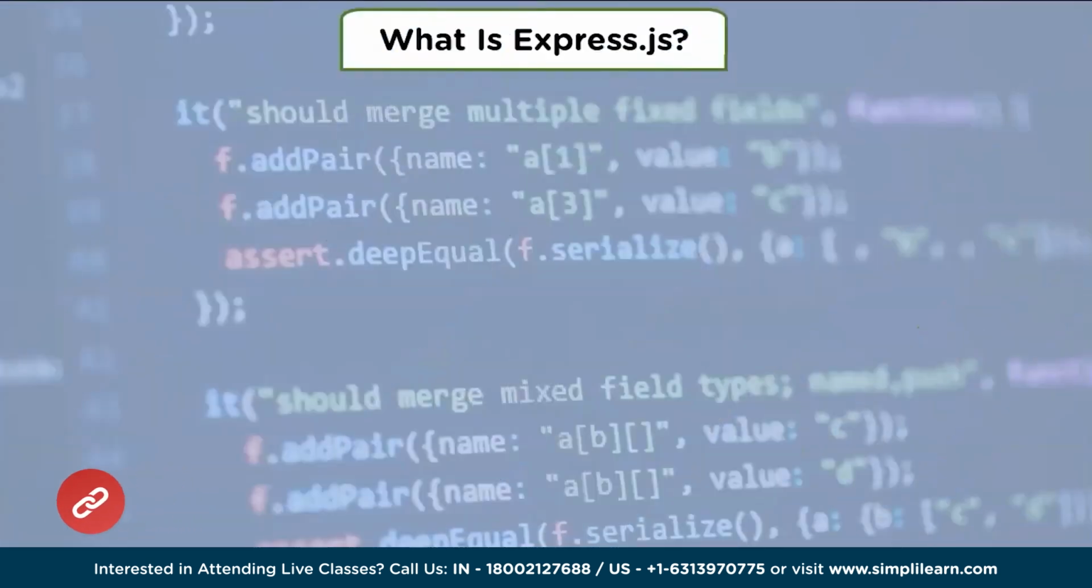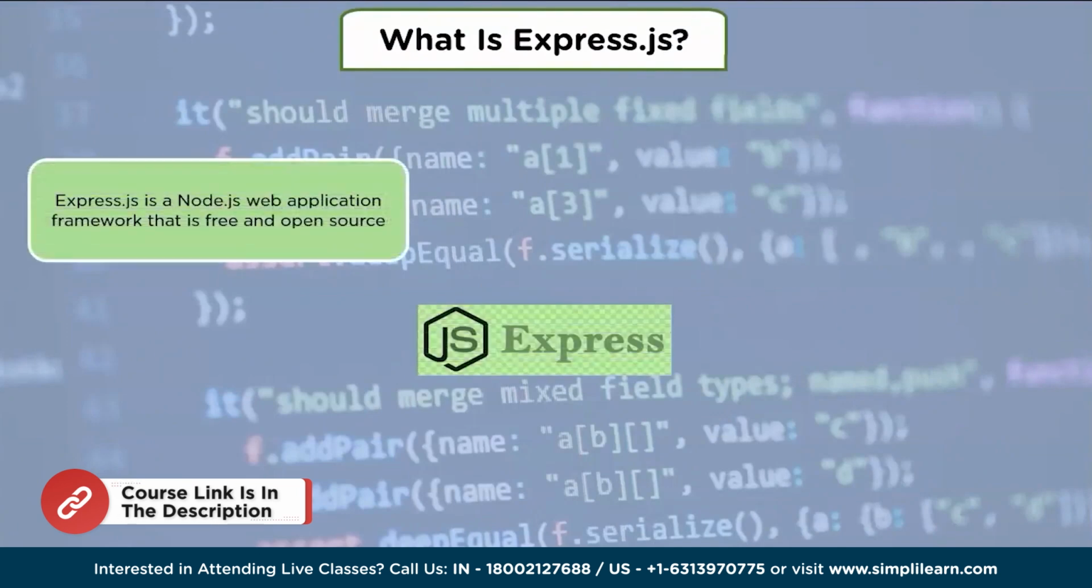What is Express.js? Express.js is a Node.js web application framework that is free and open source. It is used to quickly and easily design and create web apps. Web applications are applications that can be run through a web browser because Express.js simply requires JavaScript. Programmers and developers may create web applications and APIs with little effort.